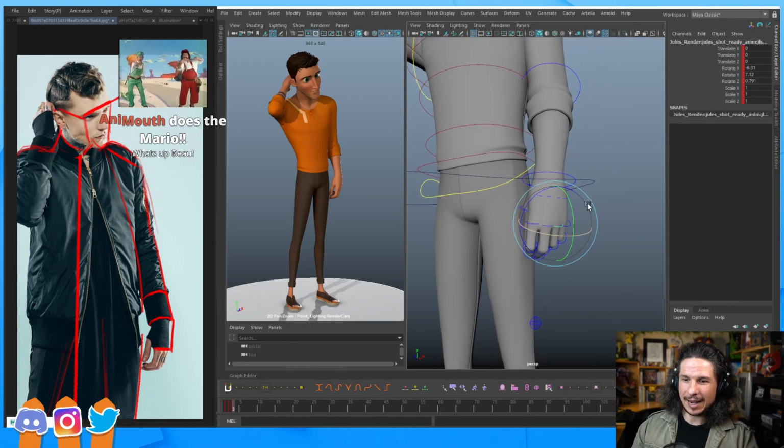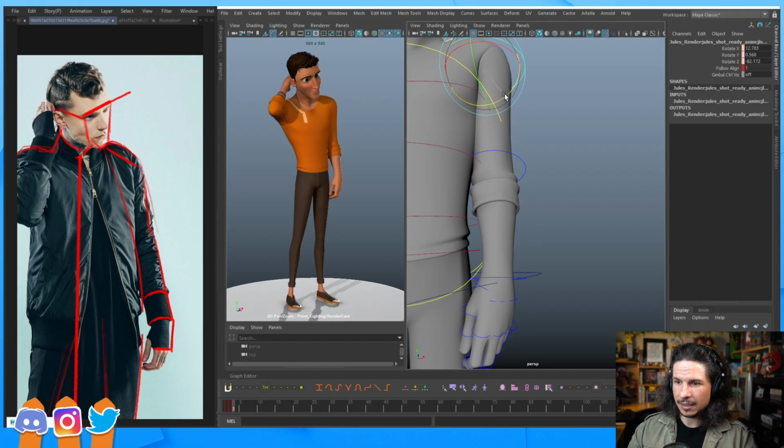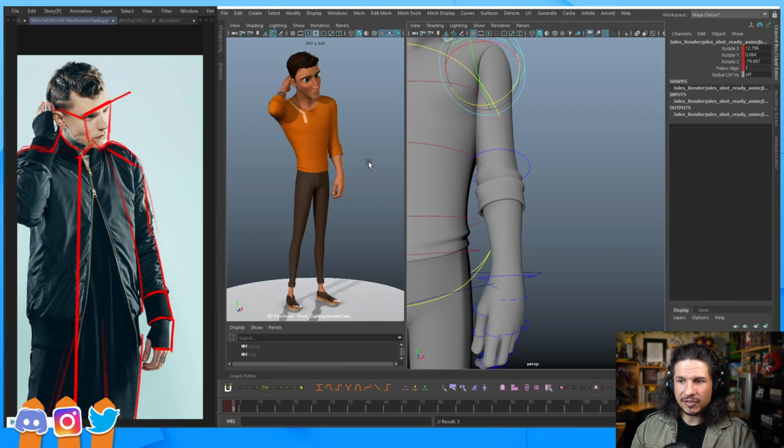So that hand pose literally took less than a minute. And that feels much better, doesn't it? It just feels like there's character. He's a little nervous. He's bringing his fingers close together versus just a straight paddle hand.